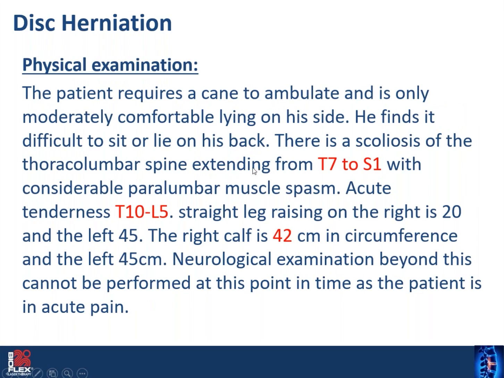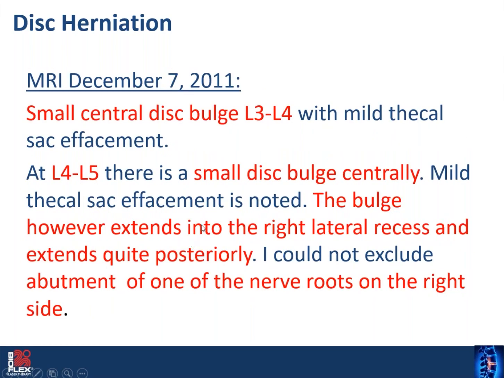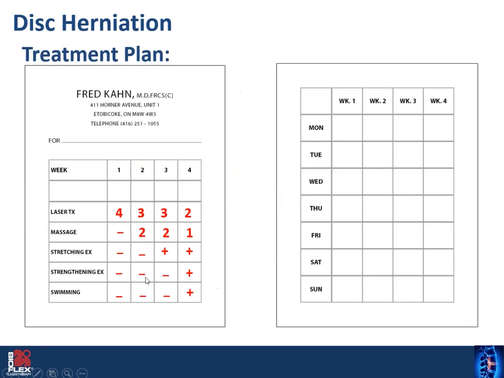There was some scoliosis due to muscle spasming in the thoracic, lumbar, and sacral region, tenderness, point tenderness, and of course other orthopedic tests going on there. The MRI indicated a small central disc bulge, centrally at L4-L5, and a bulging in the lateral recess on the right side. So the right side, note that, and it was compressing some of the nerve roots.